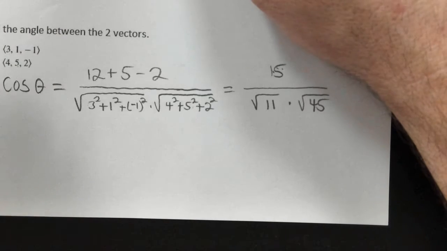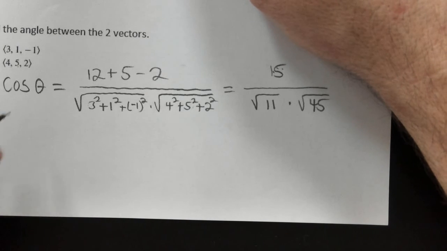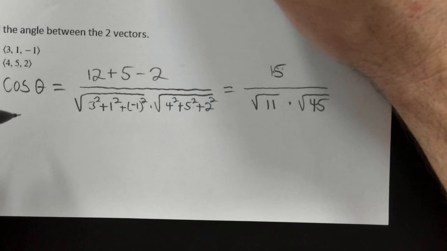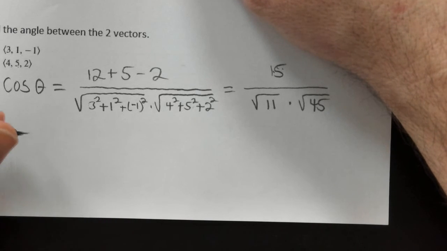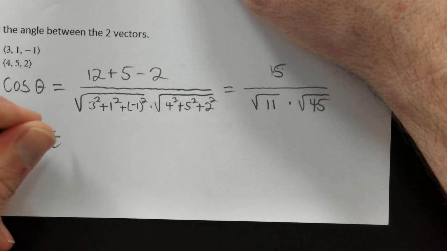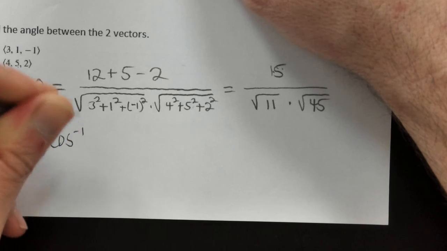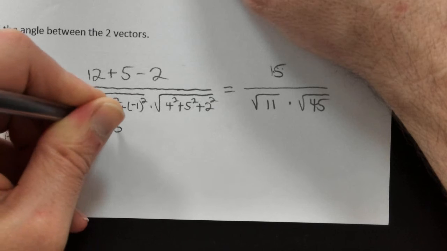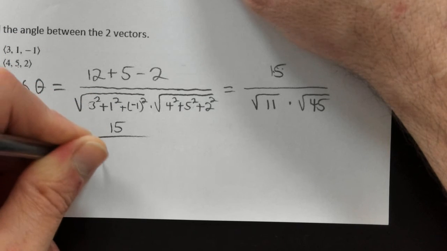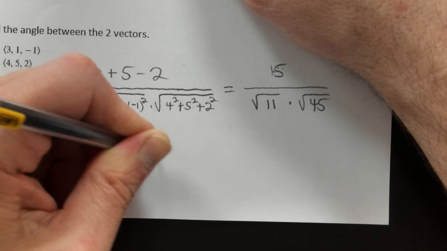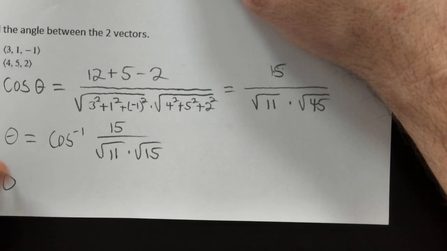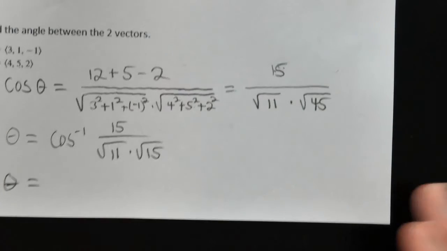And so now we know that I can actually take the inverse cosine of both sides, and we now have the angle is equal to the inverse cosine of 15 over square root of 11 times the square root of 45. All right, here's where our calculator comes in and allows us to finish it.